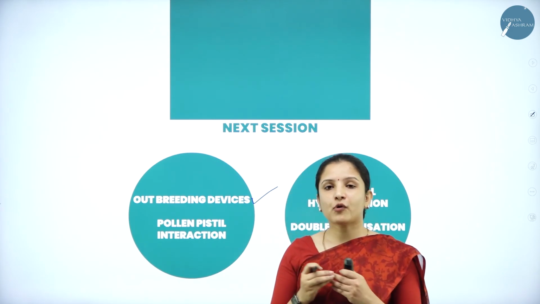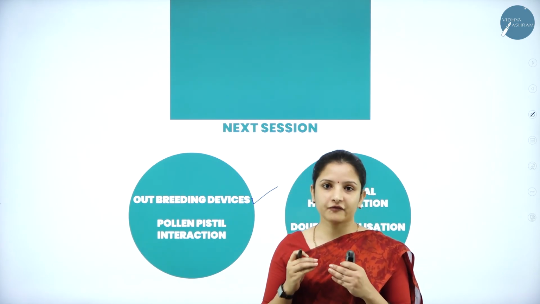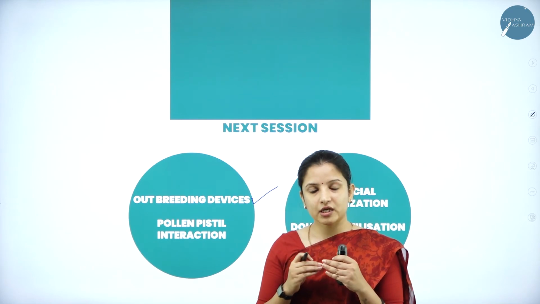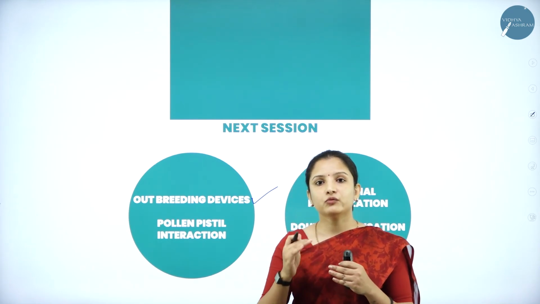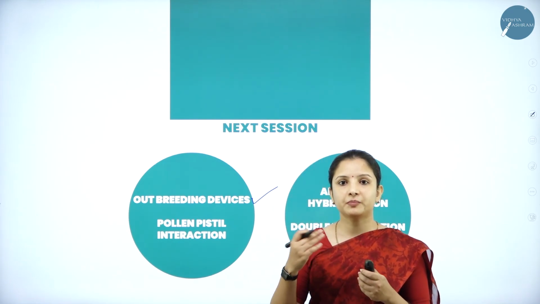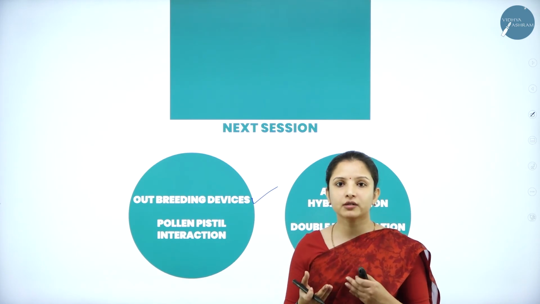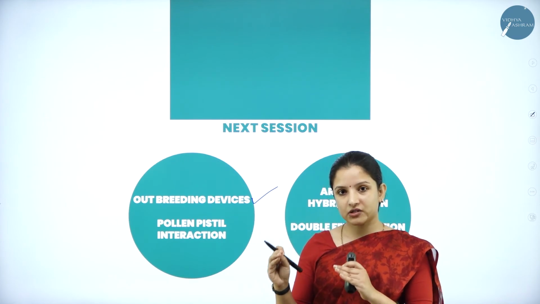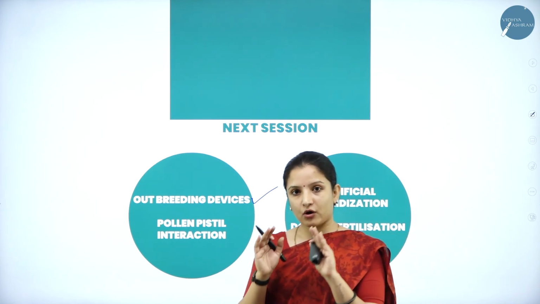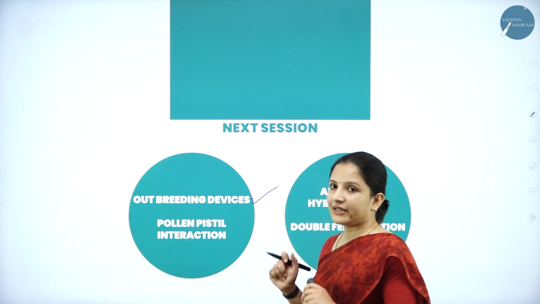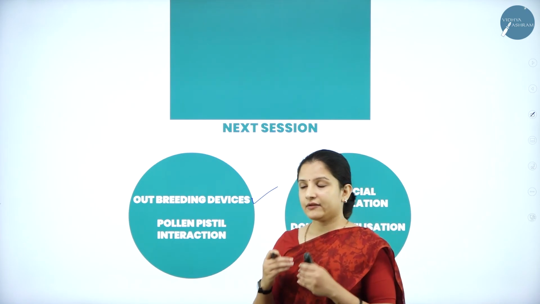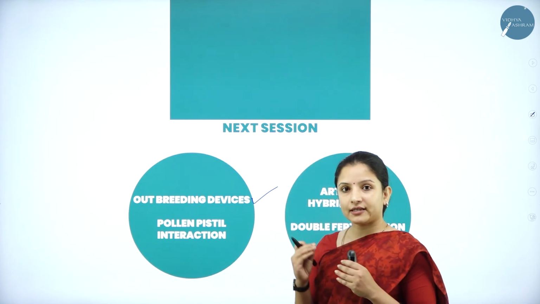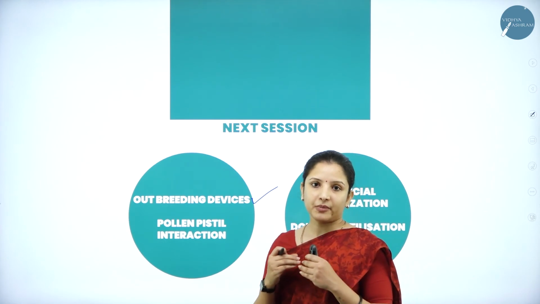Self-pollination is always not favorable. If self-pollination keeps on occurring, then you will not get a different plant. Evolution of plants will not take place. The same set of plants, generation after generation, will be produced. So in order to avoid that, plants have developed certain outbreeding devices. What are those outbreeding devices? We'll study that in the next session.